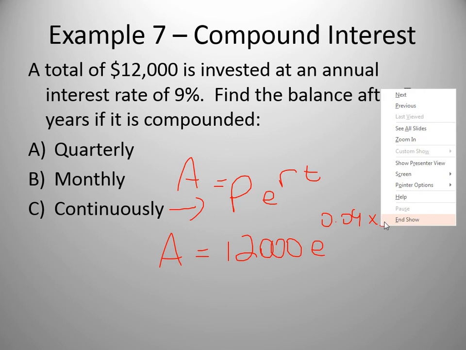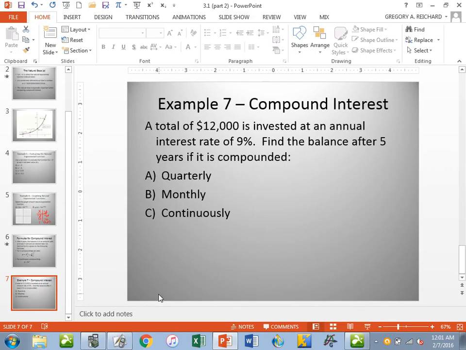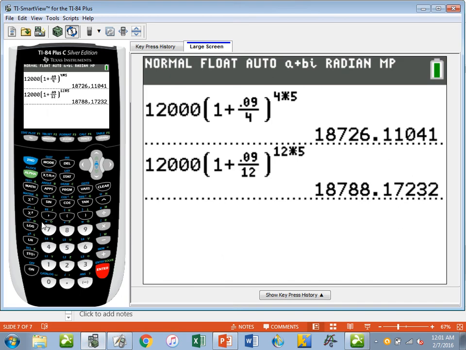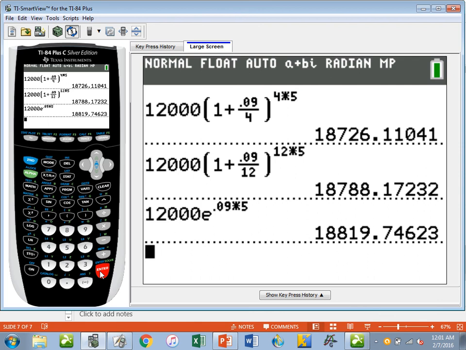So if I put that in my calculator, I come back to this here, so I have 12,000 times the natural base to the 0.09 power times 5, which is the time. So notice I get a value here of $18,819.75. That 6 is going to round this 4 up.